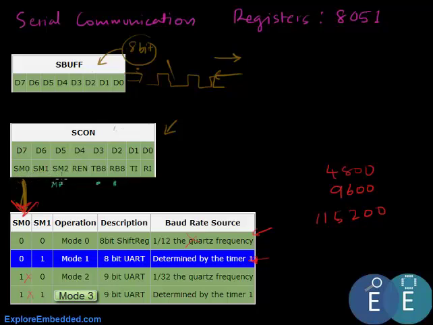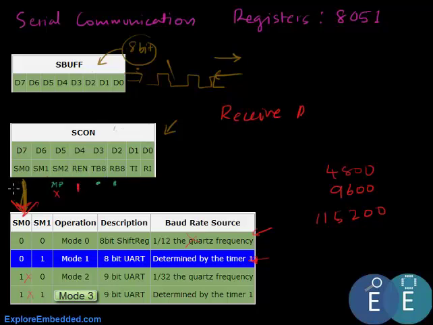Now SM2 is used in multiprocessor communication, wherein if you want to use more than one 8051 microcontroller and want to communicate between them, in that case this particular bit is used. So you're not going to use this. Now REN is called receiver enable. For the 8051 to receive data, this bit should be 1.